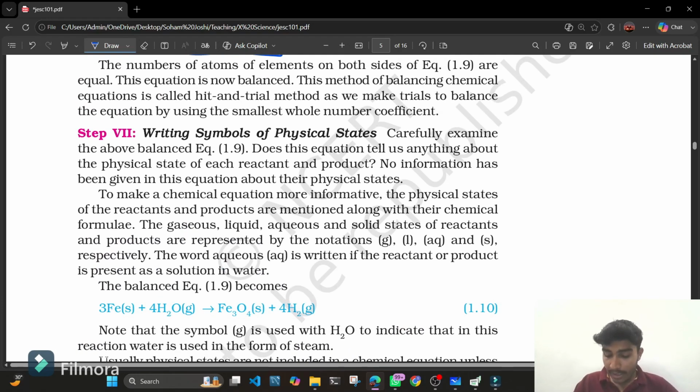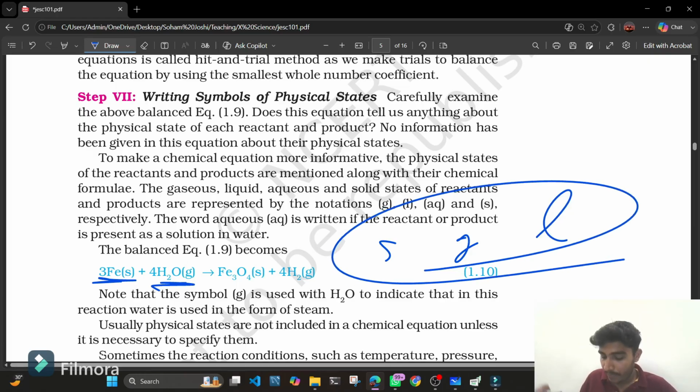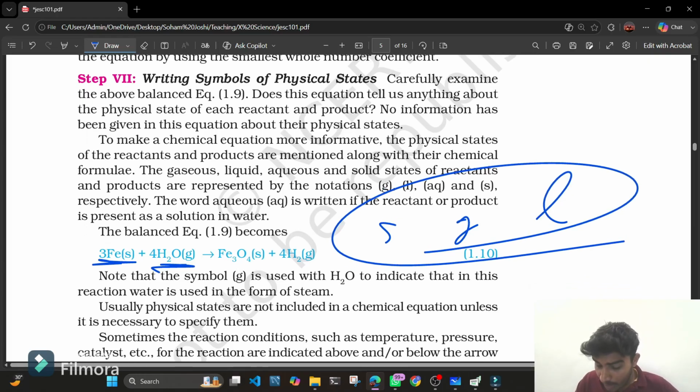Also, in an equation, we need to write the physical states of the elements and the products that are formed. So basically, first iron was solid, H2O was in gaseous condition, S is solid, gas is G, and liquid is L, okay, basic. Then in product side, I had Fe3O4 that was in solid state, and hydrogen gas was evolved. So hydrogen is gas only, so that was in the form of gas.